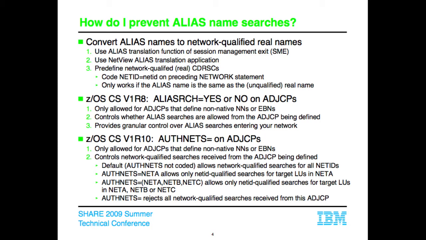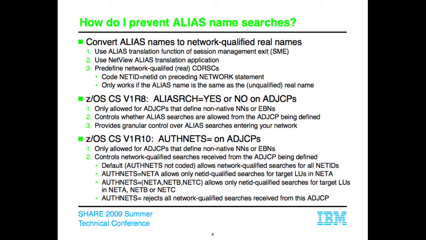We also added another option on the ADJCLUST definition in z/OS Communications Server V1R10 called auth-nets, for authorized net IDs. This is a way for you to specify that when the adjacent node sends a search request into your network with a network qualified target resource name, the net ID of that target resource must match one of the net IDs coded on the auth-nets operand, or else you will reject the search immediately, just as if an alias search had been received with alias search equals no.